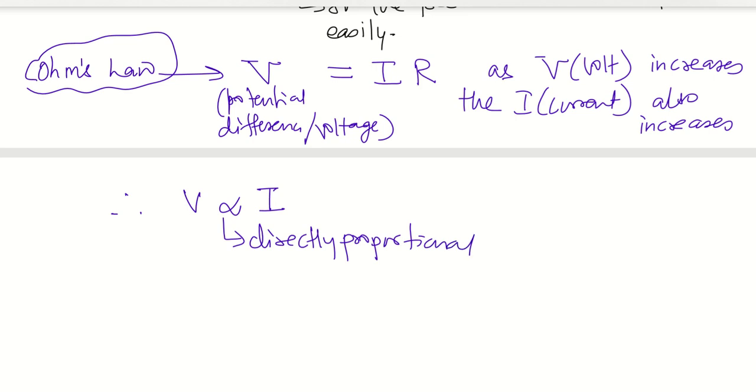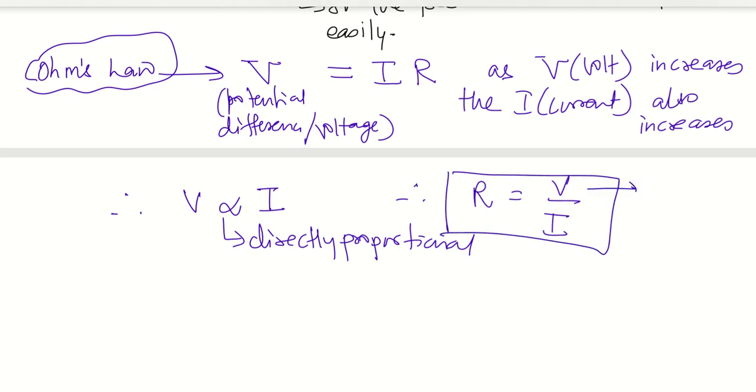Now, therefore, what is your resistance from that formula? It is V upon I. So your resistance is V upon I. The unit of V is volts, the unit of I is ampere, and the unit of R is ohms.